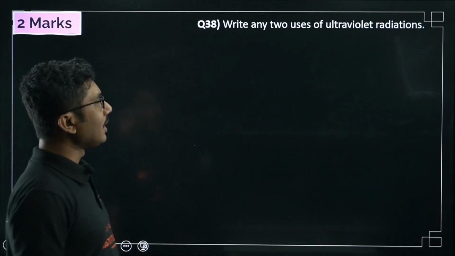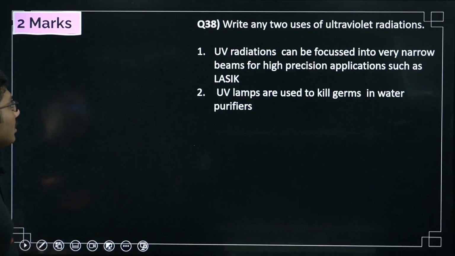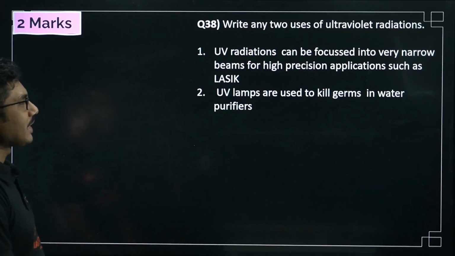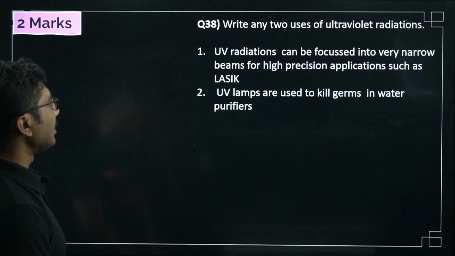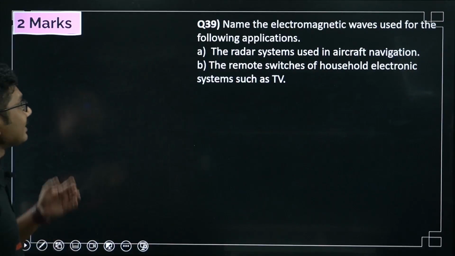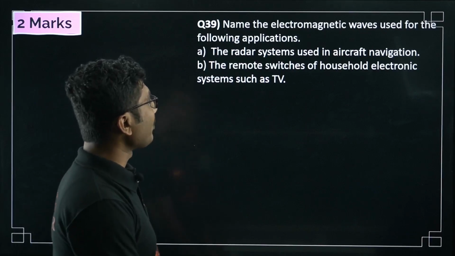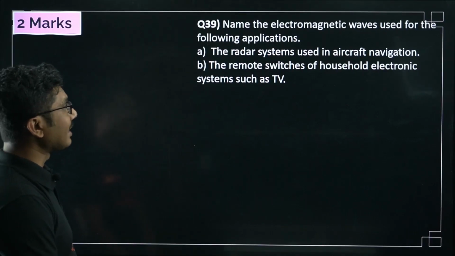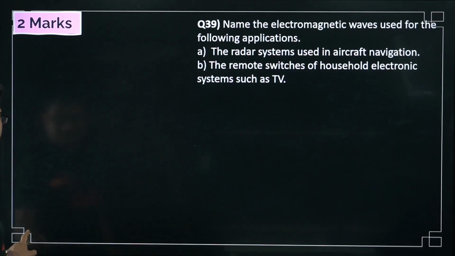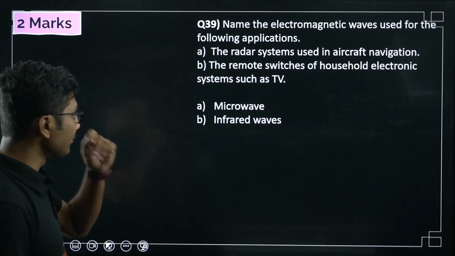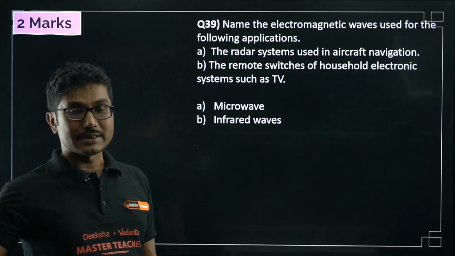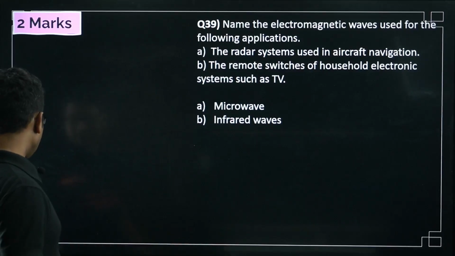Write two uses of ultraviolet radiation. UV radiations can be focused into very narrow beams for high precision applications such as LASIK. UV lamps are used to kill germs in water purifiers. Next is: name the electromagnetic waves used for the following applications. Radar system used in aircraft navigation, the remote switches of household electronic systems such as TV. In radar systems we use microwaves. In household systems such as TV remotes, infrared radiation is used.